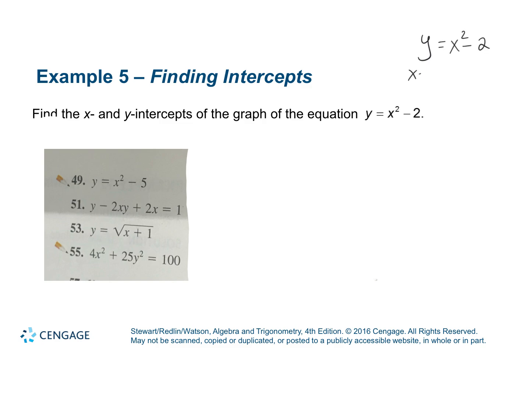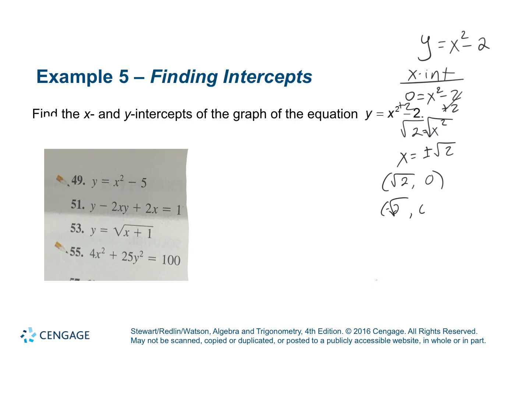x-intercept first. So to find the x-intercept, we want y to equal 0. So we're going to do 0 equals x squared minus 2. I'll add the 2 on both sides, and I'll get 2 is equal to x squared. When I take the root, I'm going to get plus or minus. So our x-intercepts are plus or minus root 2. That's root 2 comma 0 and negative root 2 comma 0.